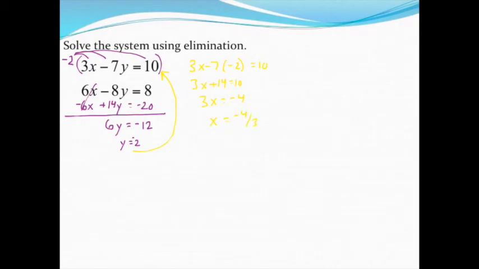And again, ideally, what I want you to do is write that as a coordinate. So x comes first, even though we found it second. So in parentheses, I've got -4/3, comma -2 as the solution to this system.